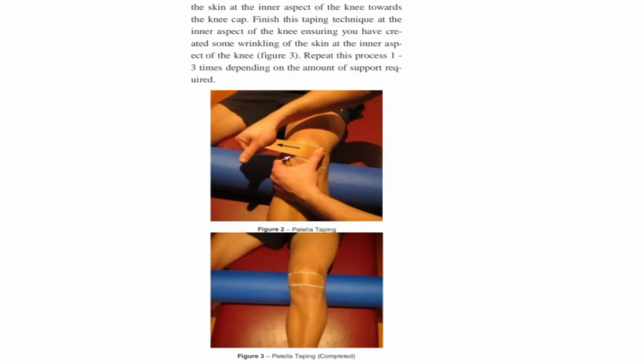This is the pictorial form of the patella taping. You can see taping is applied in this direction. It starts from the skin at the inner aspect of the knee towards the kneecap. Finish this taping technique at the inner aspect of the knee. Start from the lateral side and end at the inner side. Repeat this process 1 to 3 times depending upon the amount of support required.